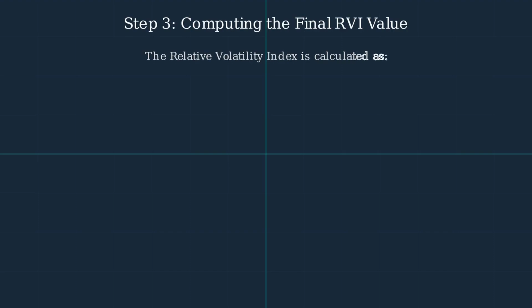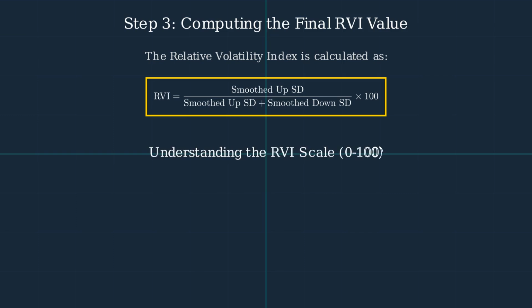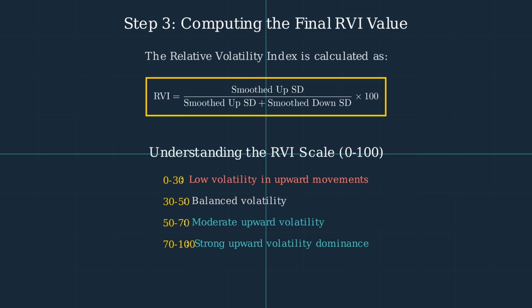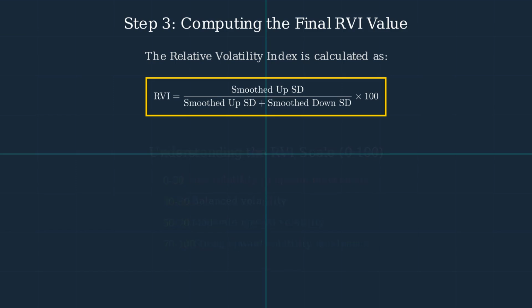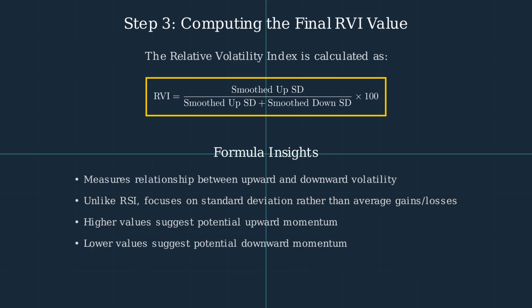The final RVI formula combines the smoothed standard deviations. RVI equals the smoothed up standard deviation divided by the sum of both smoothed standard deviations, multiplied by 100. The RVI formula produces a value between 0 and 100, similar to the relative strength index. This scale indicates the relationship between upward and downward volatility. This calculation emphasizes the relationship between upward and downward volatility, providing insights into potential trend direction. Unlike the RSI, which focuses on price changes, the RVI focuses on volatility patterns.